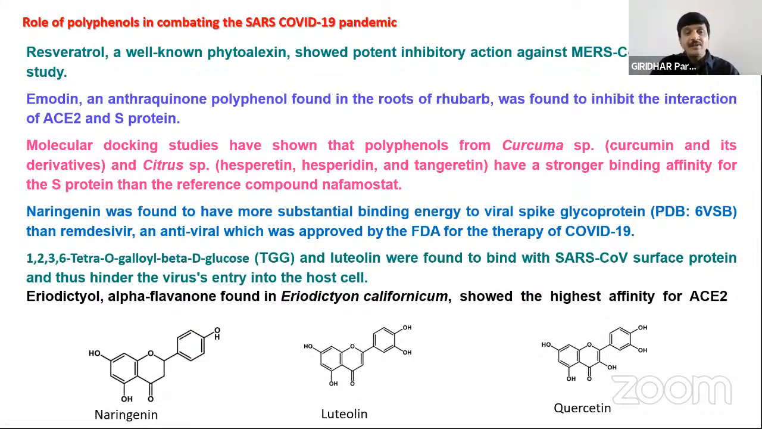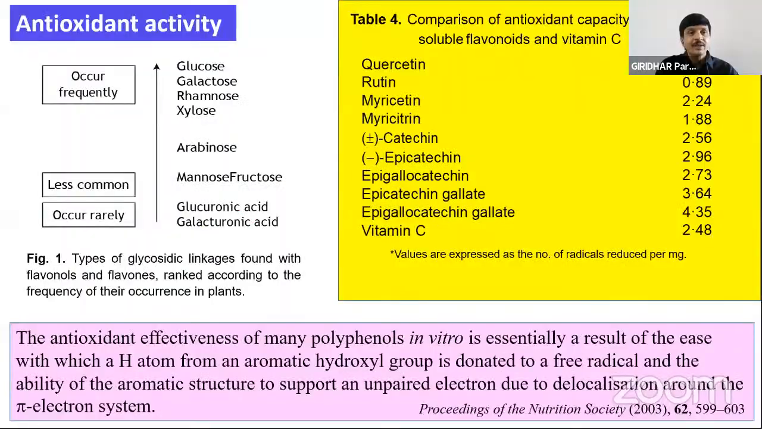The most important, as I mentioned, are TGG, that is 1,2,3,6-tetragalloyl beta-D-glucose, and luteolin, which were found to bind with the SARS-CoV-2 surface proteins, so you can arrest the growth at this point. So these two molecules have been permitted by the FDA. Why are these things recommended? Basically, I would like to mention that it is their antioxidant activity. They have potential for scavenging hydroxyl radicals and oxidative radical activity like this.